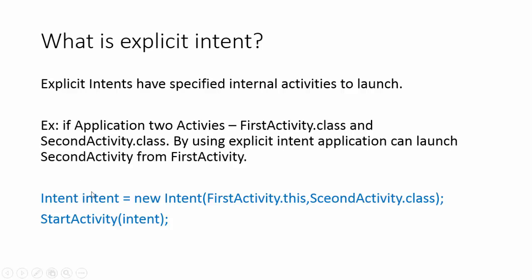The example is, there are two activities, first and second activity. Now we open the second activity from the first activity of the same application. In this case we use the explicit intent. Here you see Intent, new Intent, FirstActivity.this or context, and the second activity name, and then startActivity(intent). This is the example of explicit intent.